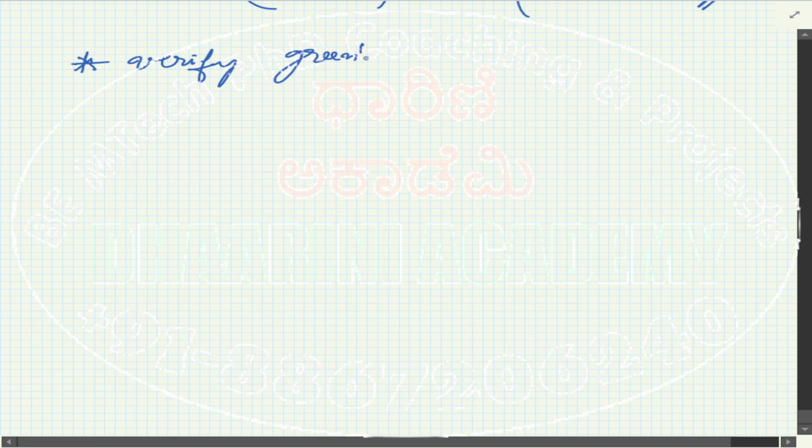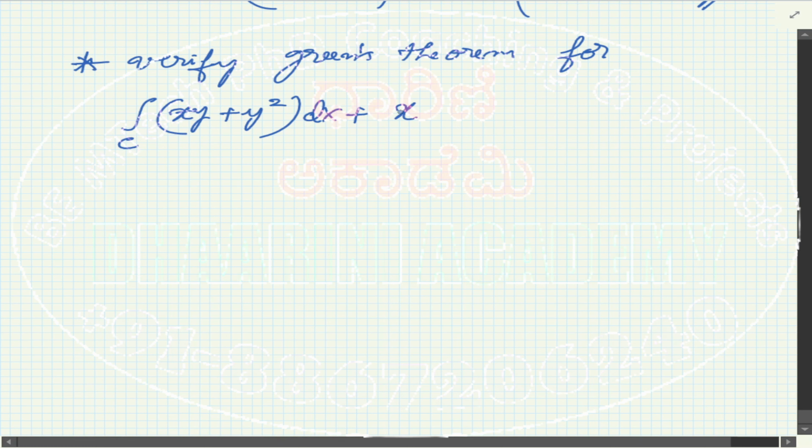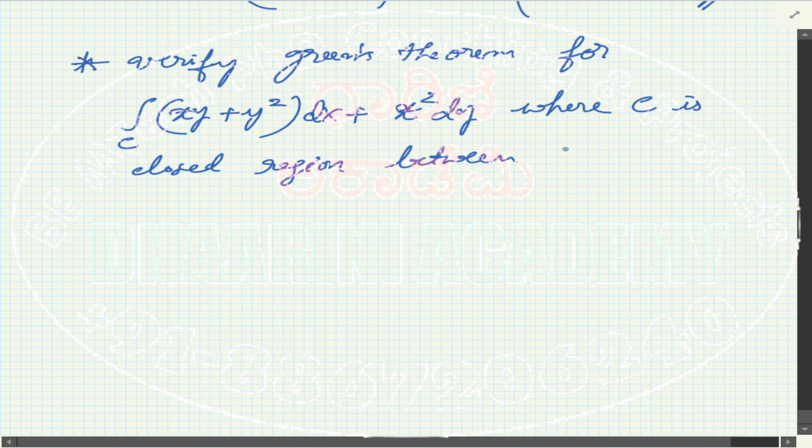Verify Green's theorem for the integral over C of (xy plus y squared) dx plus x squared dy, where C is the closed region between y equals x and y equals x squared.